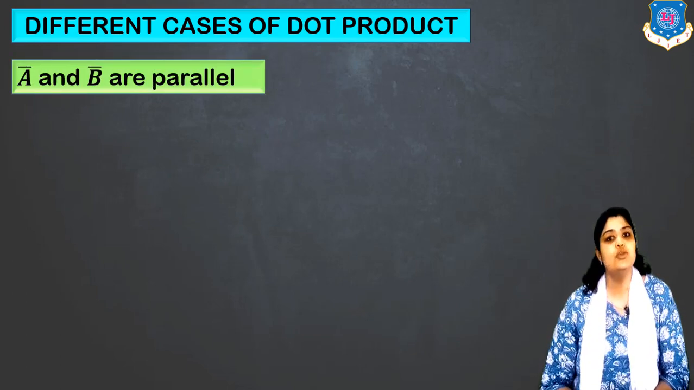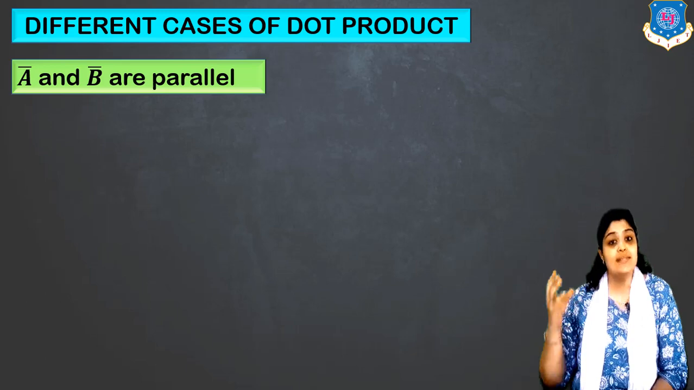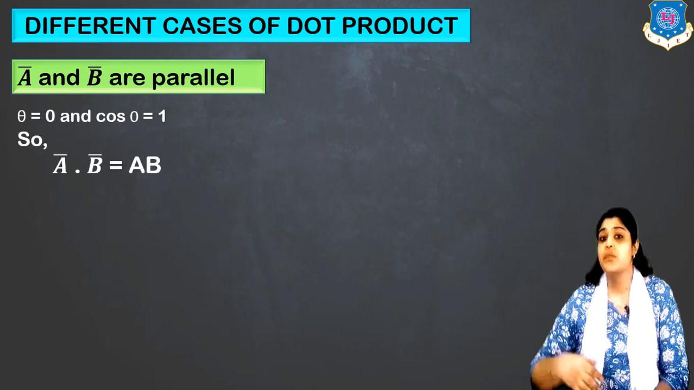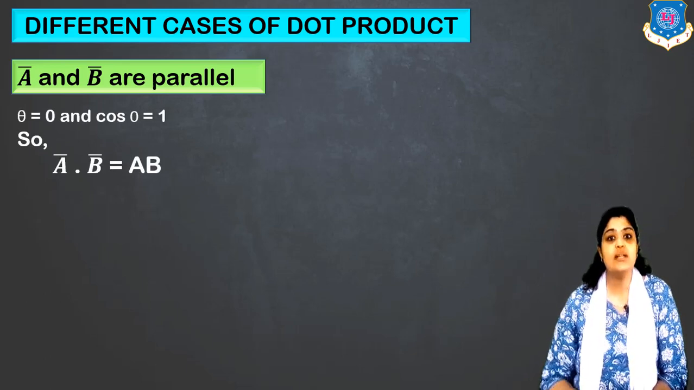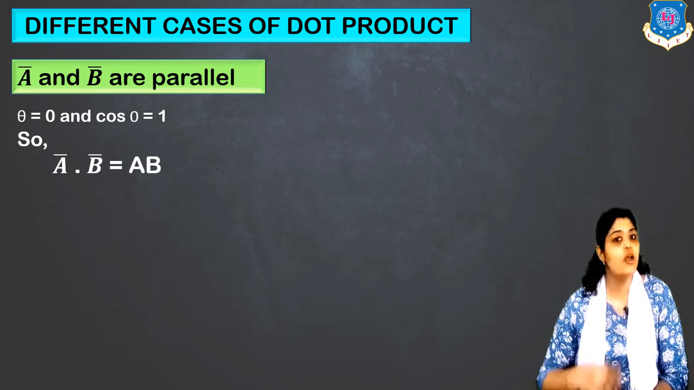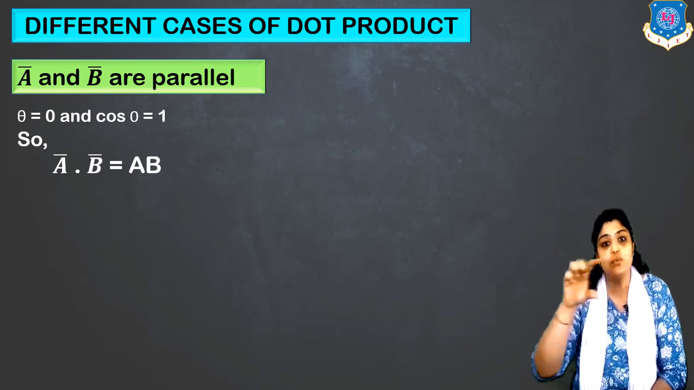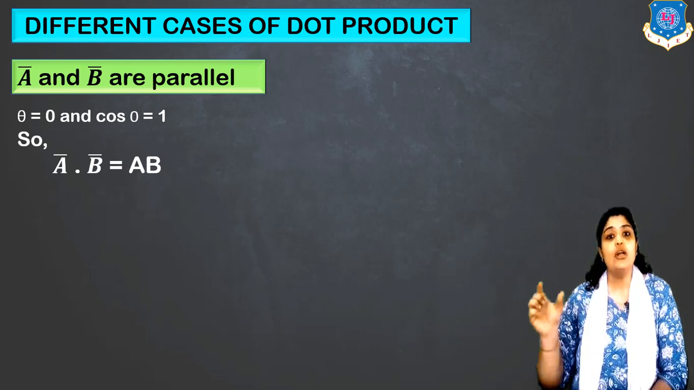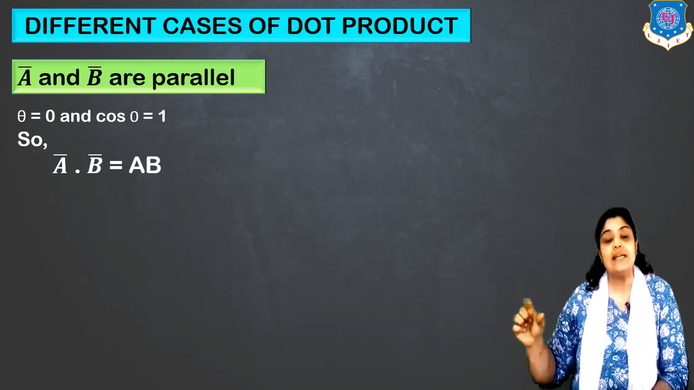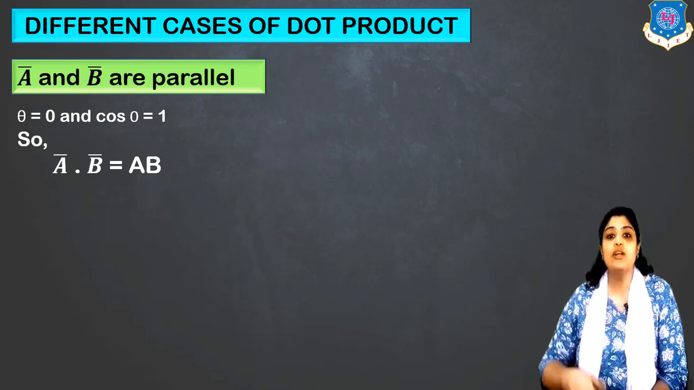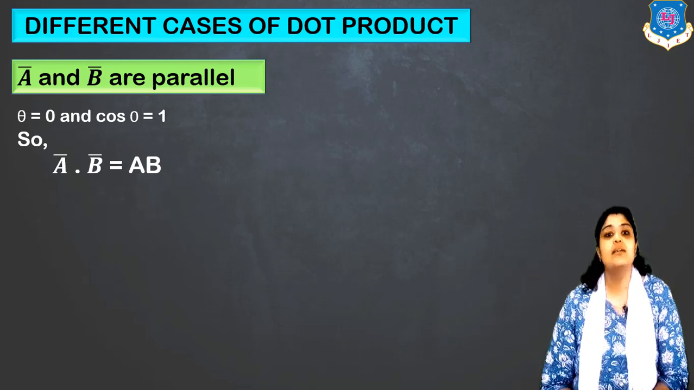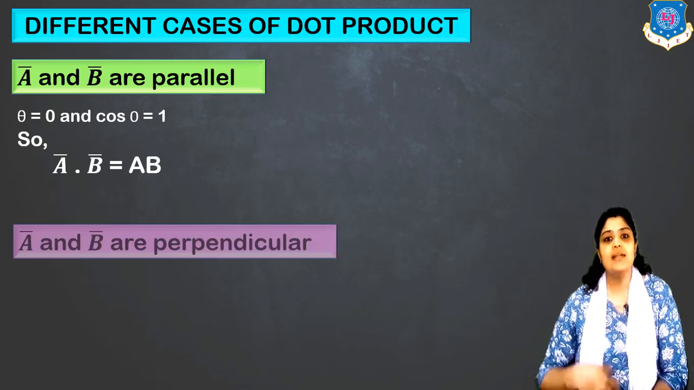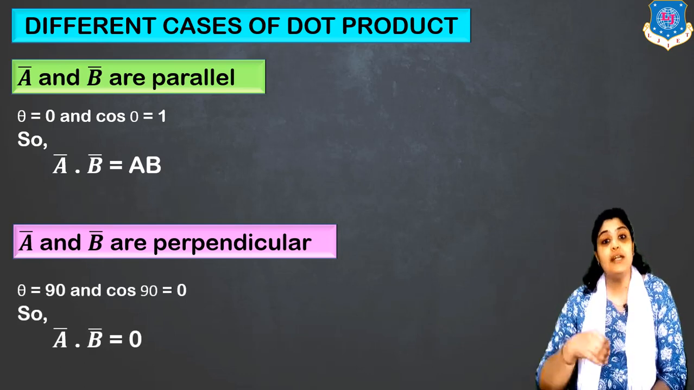Suppose the two vectors A and B are parallel to each other. If these vectors are parallel, the angle between them would be 0, because they won't ever intersect. They are two parallel lines. In that case, I know that cos 0 is equal to 1. So A dot B is equal to AB cos theta, but here theta is 0 and we know that cos theta is 1. So I have the dot product as AB. Suppose I take a case where these two vectors are perpendicular to each other.